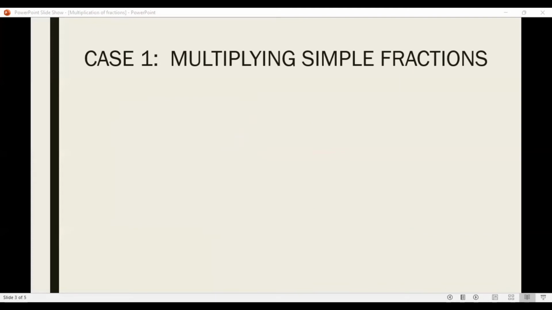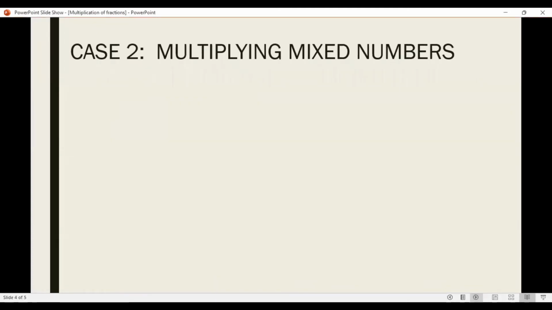Let's go to the second case. This is now multiplying mixed numbers. When you have a mixed number, we know from our definition that a mixed number is a combination of a whole number and a fraction, like if you have 5 and 1/5, and we are to multiply this by another mixed number, like, let's say, for instance, 2 and 1/2.